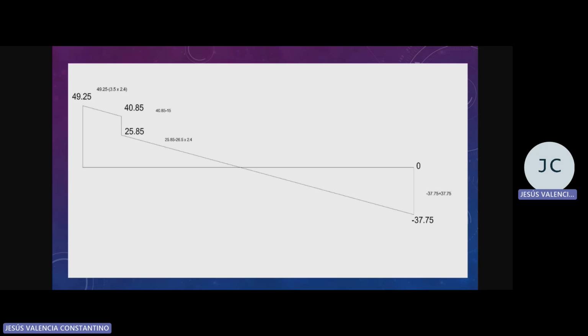This gives a value of minus 37.75, which also decreases with an incline due to the distributed load. Finally, the negative value of 37.75 is added to the positive RBY value of 37.75, resulting in 0.